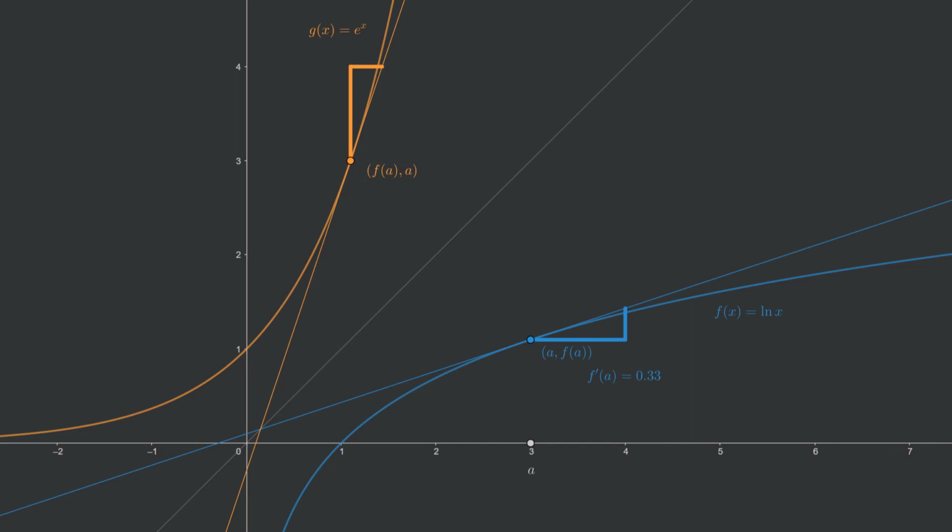So let us verify in this example that this is the case. We calculate for the derivative of the orange function, g prime at f of a, equals 1 over f prime at a, which is 1 over 0.33, and indeed that is 3. So that means we have graphically recovered the formula we found in our earlier calculations based upon the chain rule. That formula is of course also true for other values of a.